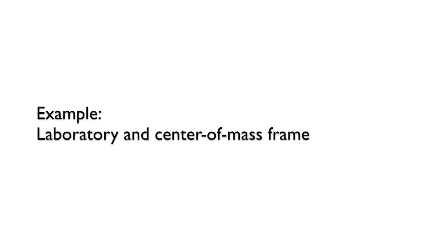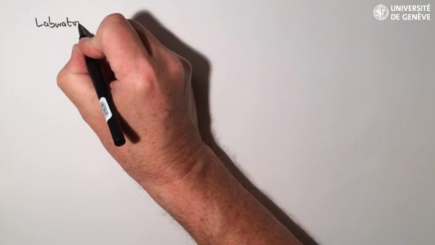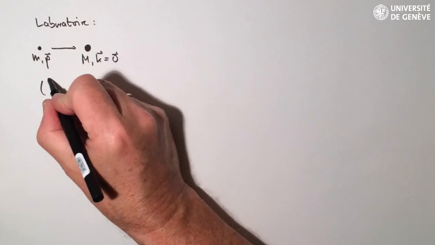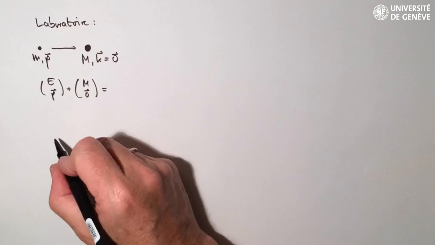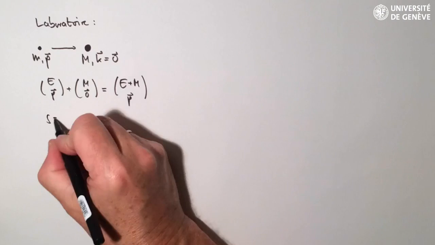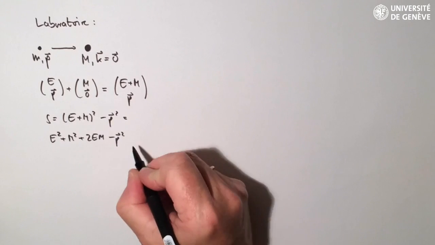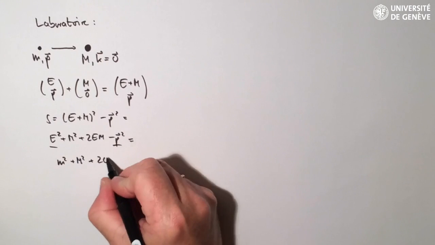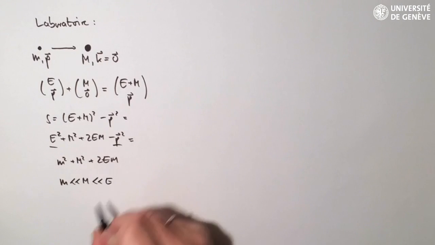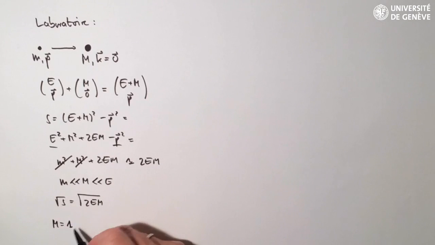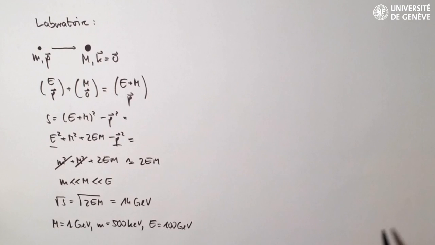As an example, we calculate the kinematics of a two-body process in the laboratory and the center of mass frame. In the laboratory frame, a particle of mass small m impacts on a particle of mass capital M at rest. We calculate the total energy-momentum vector in this frame, as well as the square of its length s. When one neglects all masses in the system, one obtains that the maximum invariant mass which can be produced is equal to the square root of 2EM. In our numerical example, this corresponds to 14 GeV.